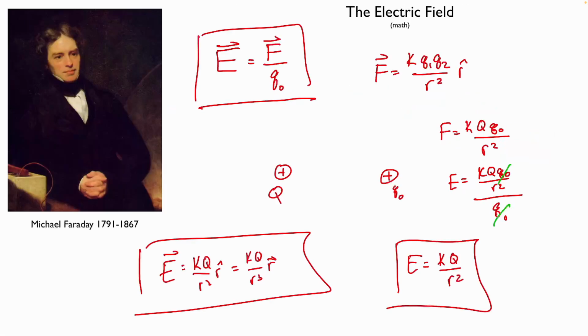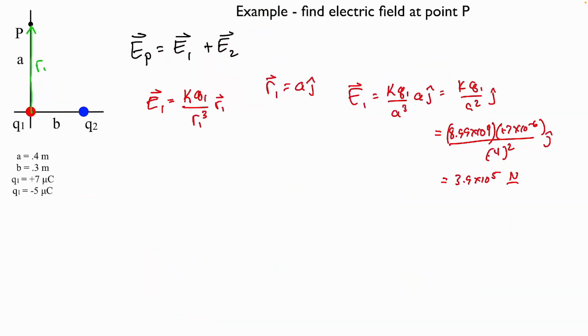Oh, what are the units? We can talk about units. What are the units of the electric field? Look at the top box. Newton per coulomb. In the J hat direction. Okay, so there we go.